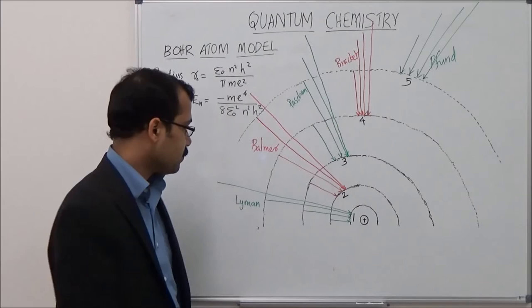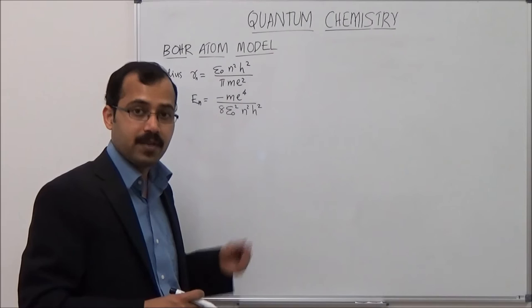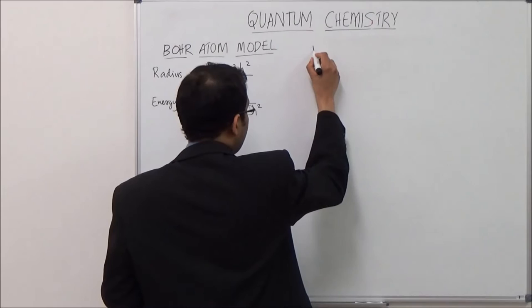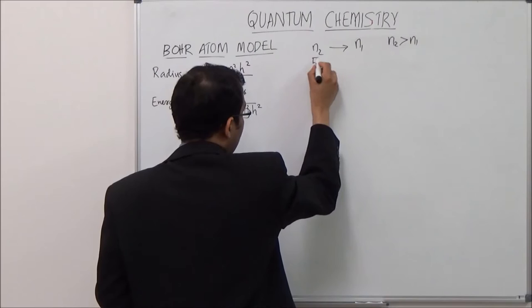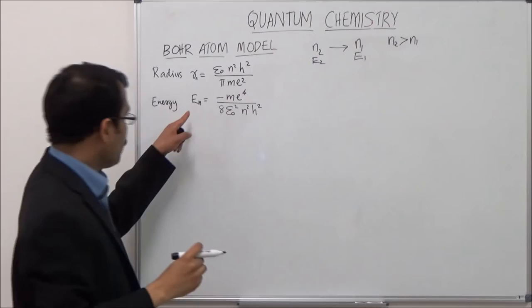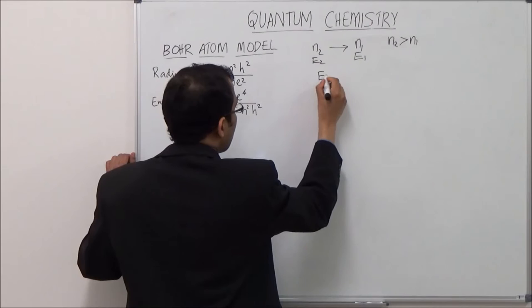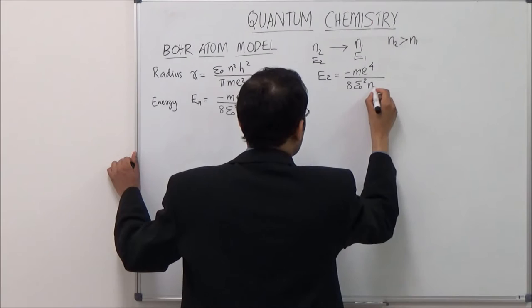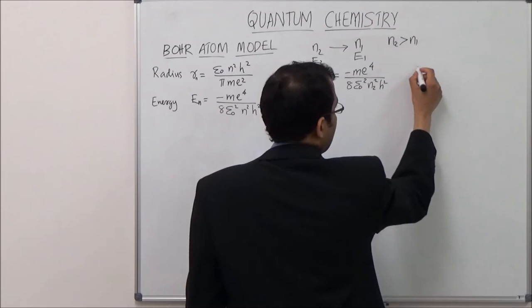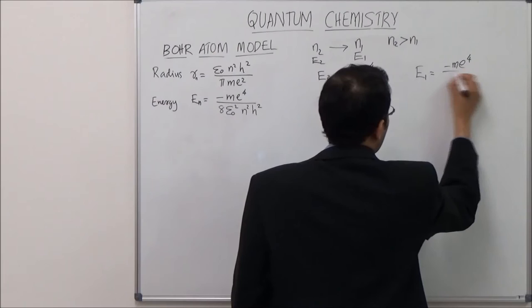Now let's consider the mathematical validity of this explanation of the emission spectrum of hydrogen based on the Bohr model. We will consider the transition of an electron from an orbit with the number n2 to another orbit with number n1, where n2 is greater than n1. The energy associated with this orbit is E2, and the energy associated with this orbit is E1. From this equation, we can write the expression for E2 and E1. So E2 is equal to minus m e raised to 4 divided by 8 epsilon 0 square n2 square h square. And E1 is equal to minus m e raised to 4 divided by 8 epsilon 0 square n1 square h square.